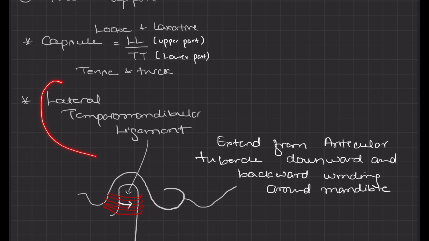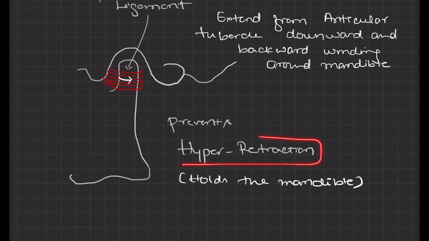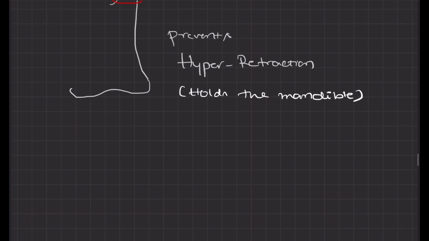Now coming to the lateral temporomandibular ligament. The lateral temporomandibular ligament extends from the articular tubercle, goes downwards and backwards, and winds around the mandible. It prevents hyper retraction, sudden going backward, and holds the mandible.